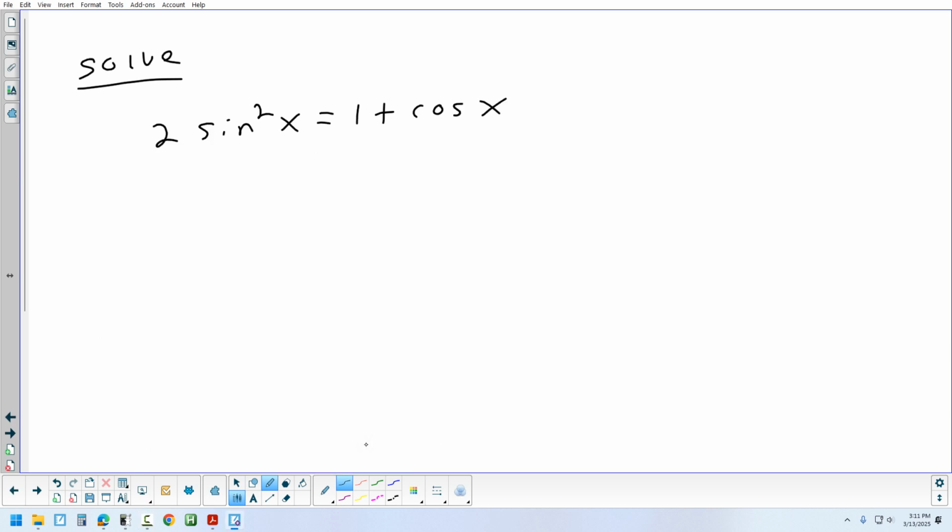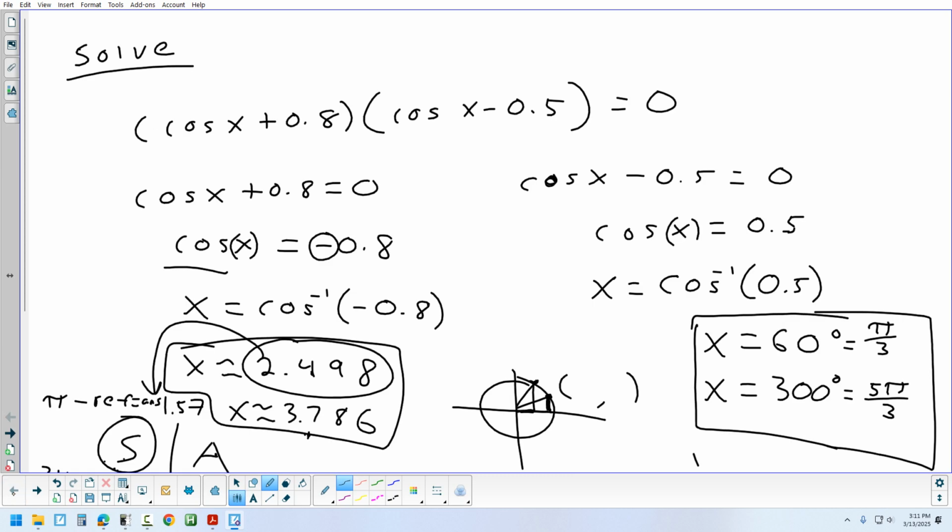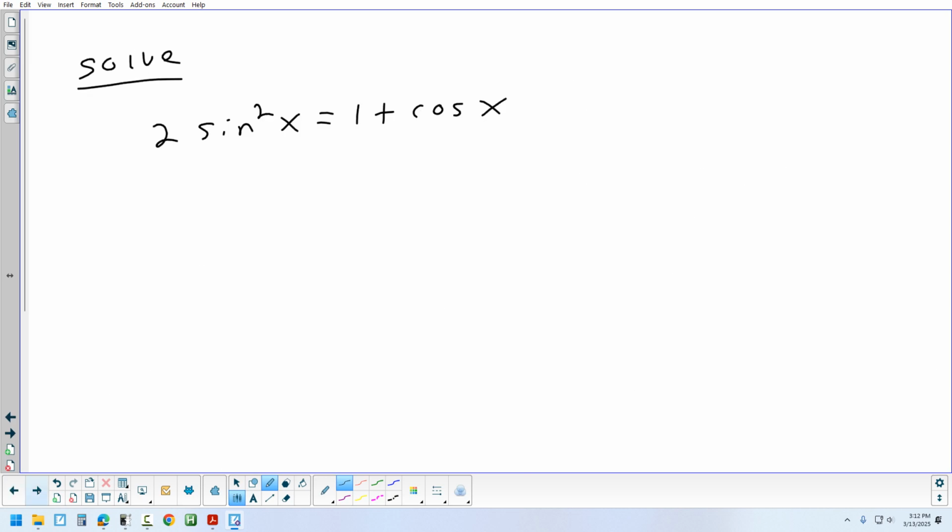All right, so let's take a look at the second one. In this one, the first thing that we want to do is get it set up like the equation we had for our first example. So our first equation was equal to what number to start? 0. So let's get this one equal to 0 as well. How could we get this equal to 0? By putting everything on one side. Okay, how would you do that?